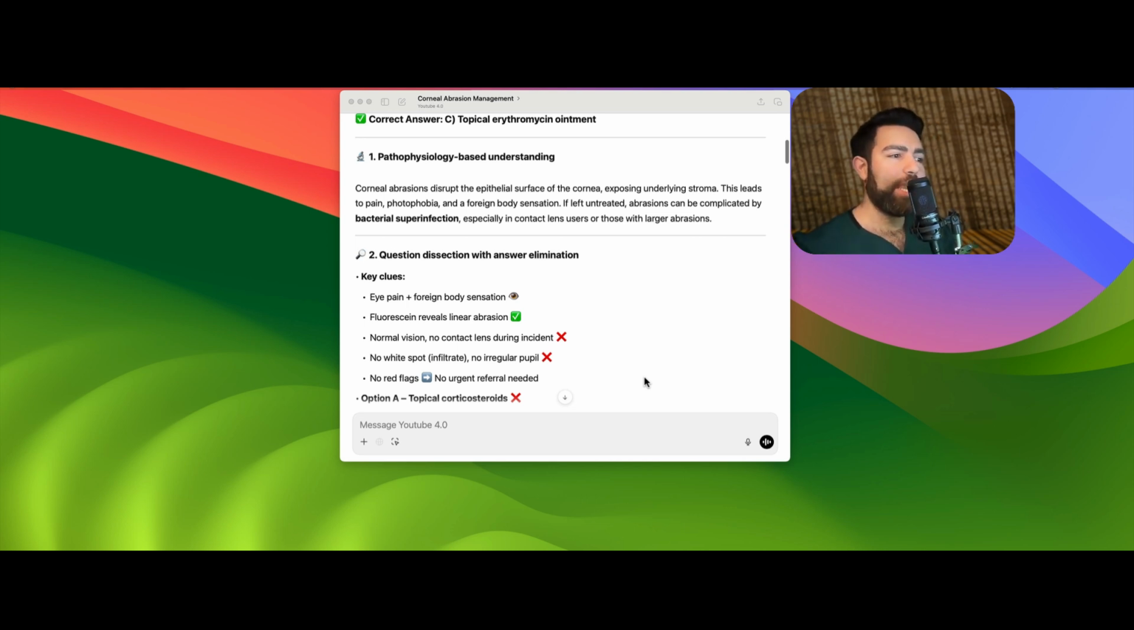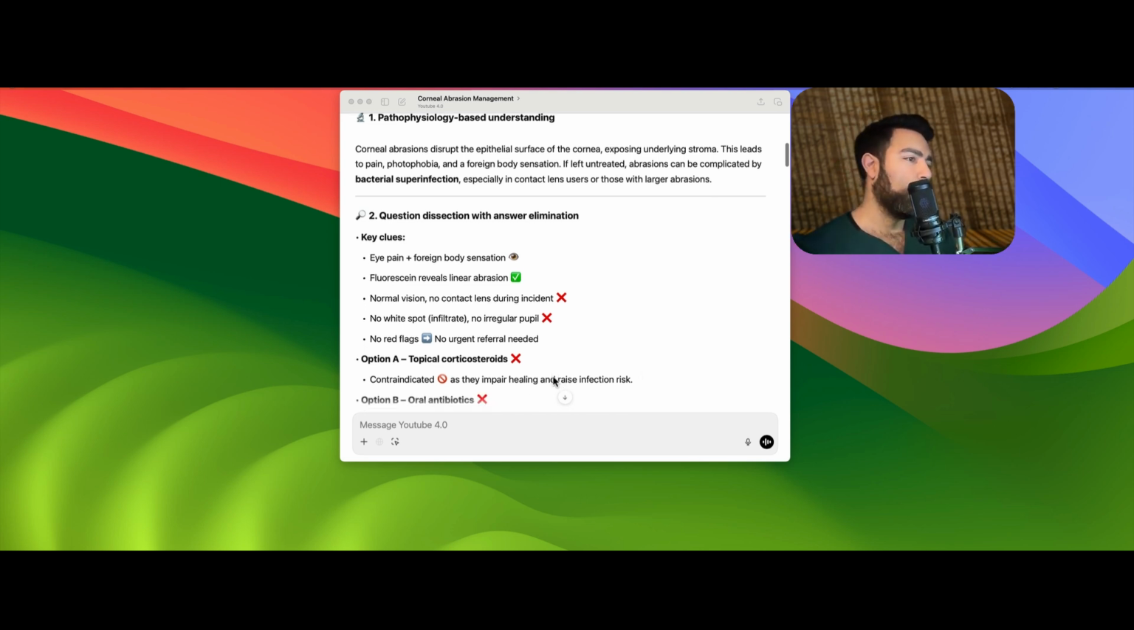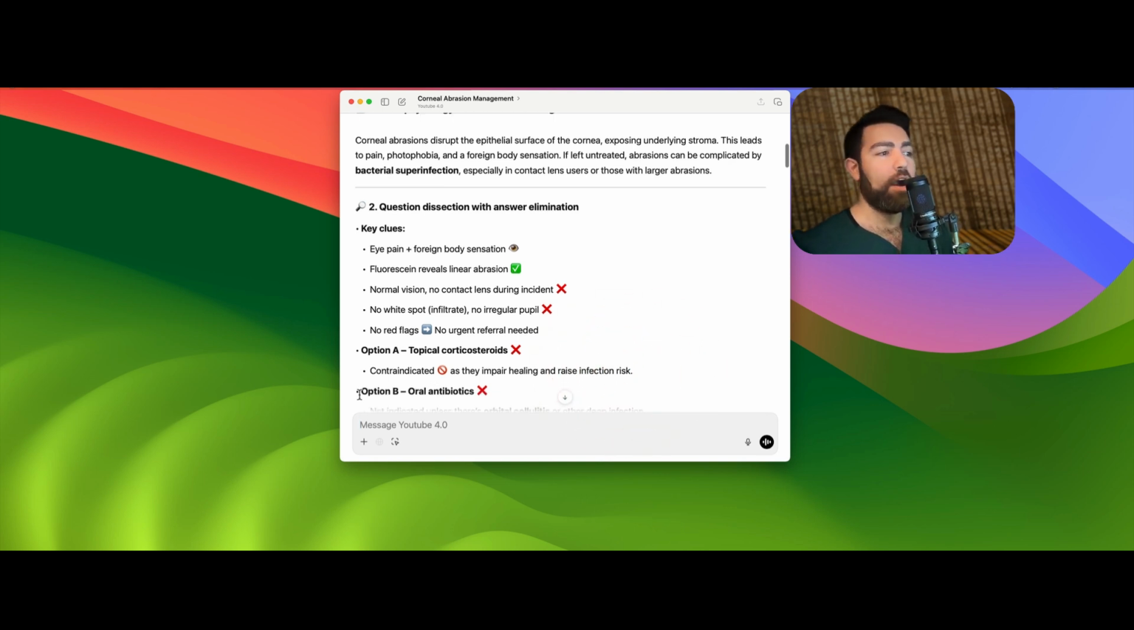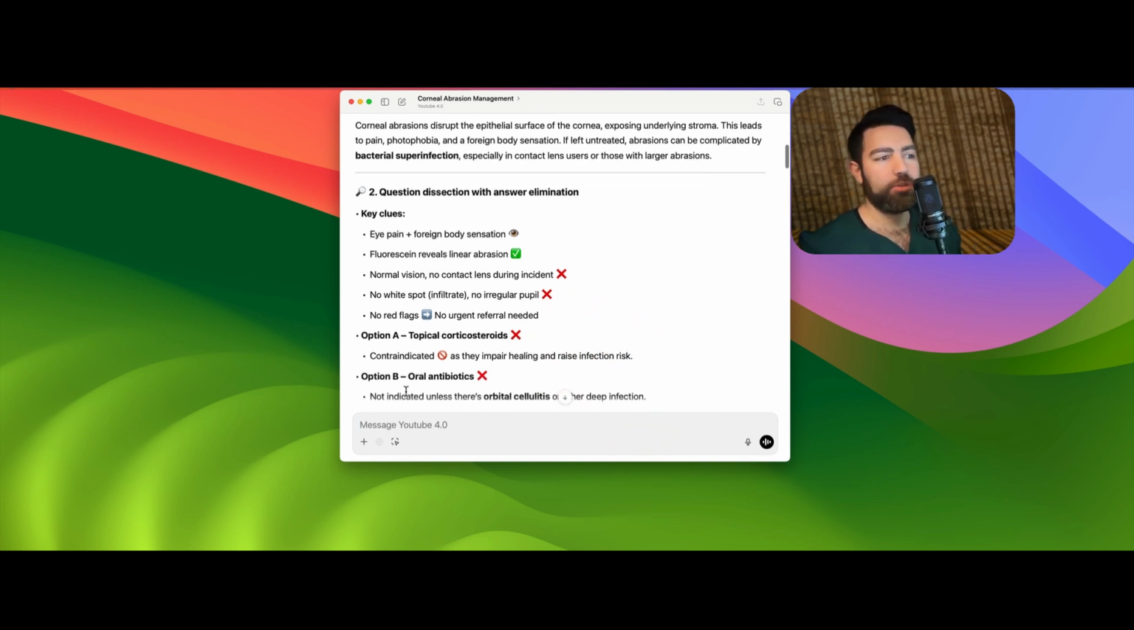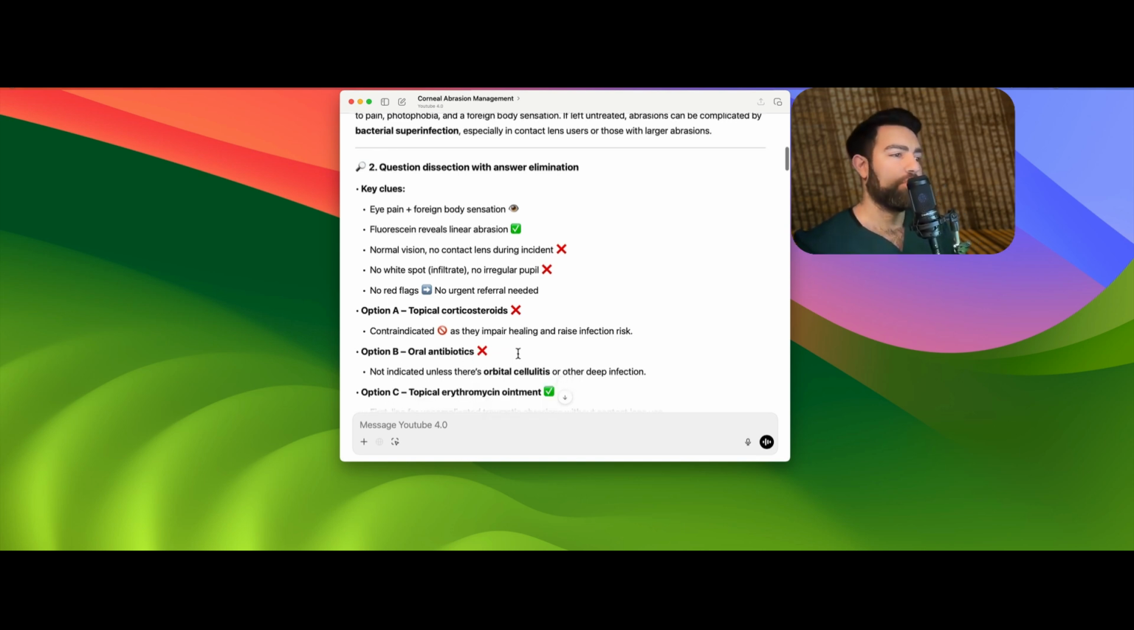So option A was topical corticosteroids. These are contraindicated, very important to know, as they impair healing and raise infection risks. Okay, so option B was oral antibiotics, which would also be incorrect. We use those for orbital cellulitis or deeper kinds of infection, not just the epithelial surface, right?